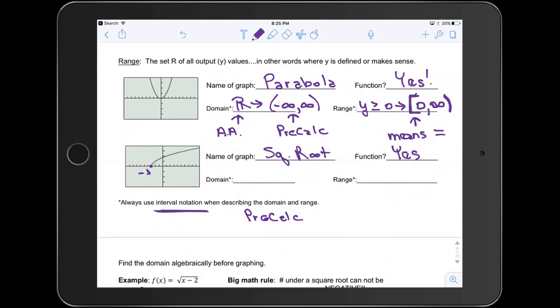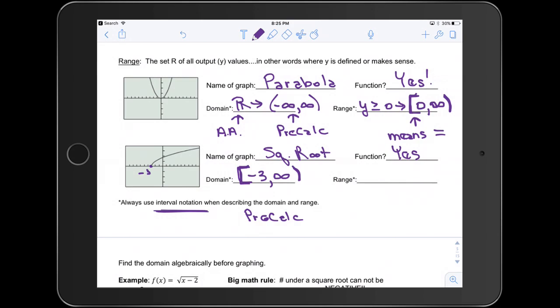So since it's actually equaling -3, we are going to use a bracket, and we're going to say, hey, we're starting at -3, and we're going positive on the x-axis all the way to infinity. It doesn't stop.